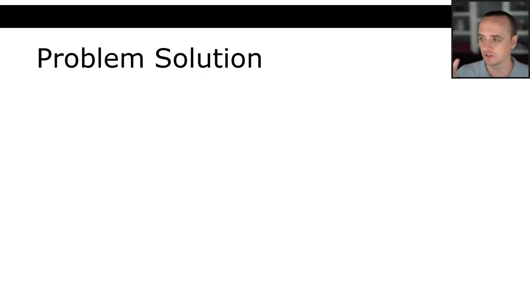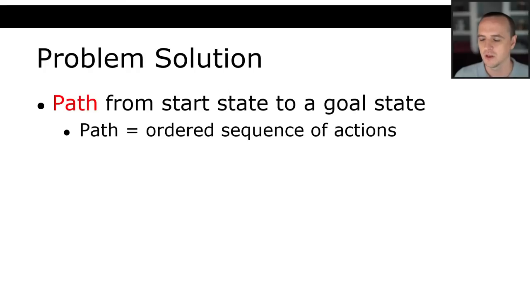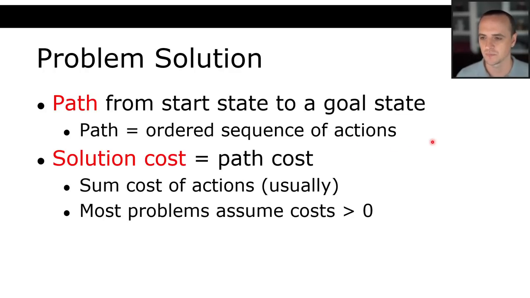So if we're able to find a solution, what does that look like? What is an actual solution for our problem? Well, we're going to call the solution a path, and the path from a start state to the goal state is an ordered sequence of actions. So we're going to start in St. John's, we're going to maybe go to Gander, then we'll go to Deer Lake, and then we'll go to Port-au-Basque. Okay, that is our path. And the path is an ordered sequence of actions. It matters what order you take the actions in.